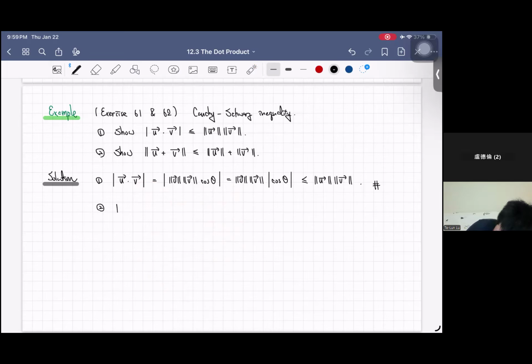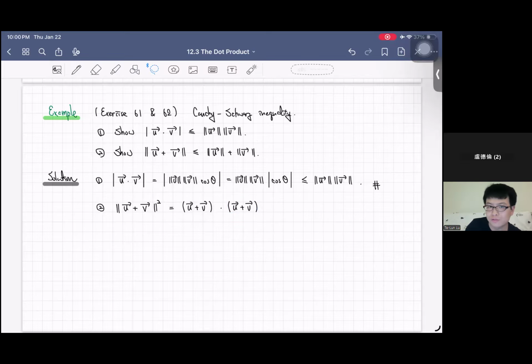So first of all, let us calculate the square of that, because squaring is always better. That is u plus v taking dot product with u plus v, right? We have used this trick many times. Please try to memorize this because that is very, very useful. And now we apply our nice distributive property. You get u squared plus 2u dot v plus v squared, right?